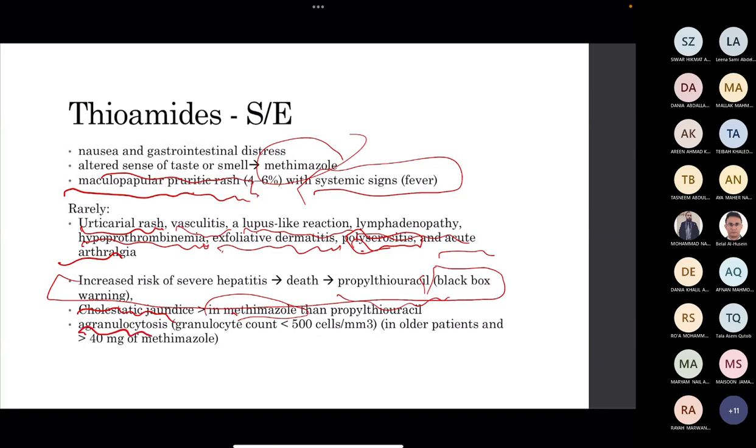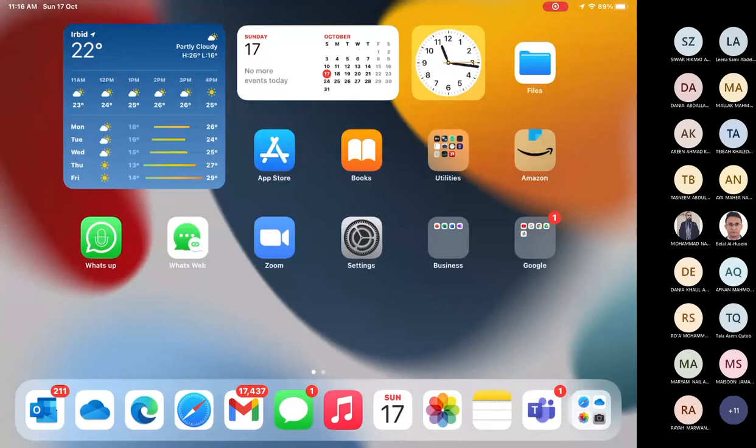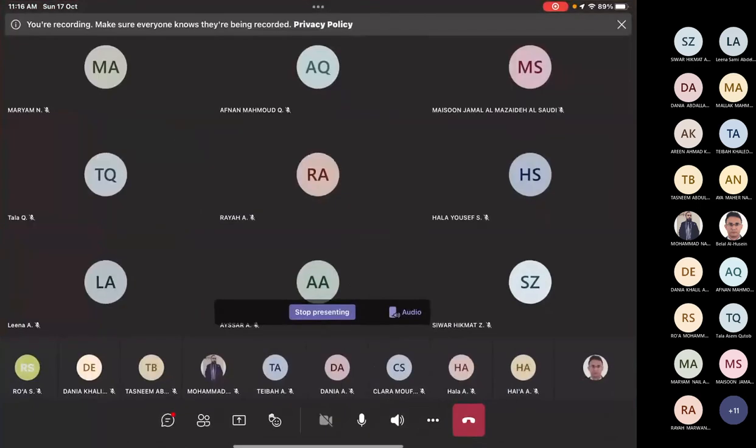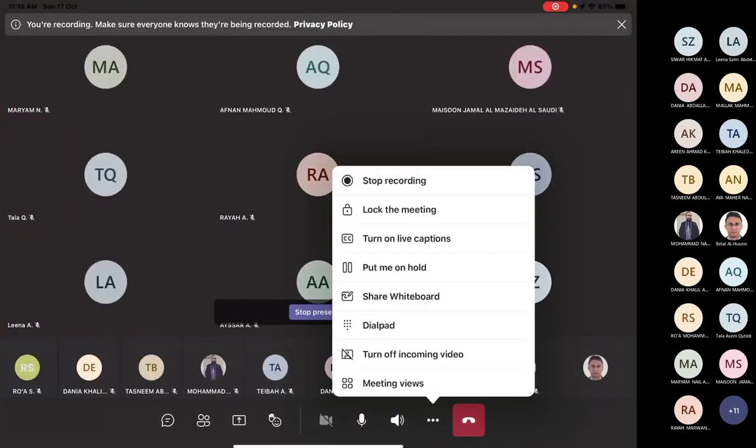And as we said, agranulocytosis is diagnosed as a granulocyte count less than 500 cells per cubic millimeter. This is more encountered in older patients and patients receiving a high dose of methimazole, more than 40 milligrams per day. Okay, that's it, we finished the lecture for today.